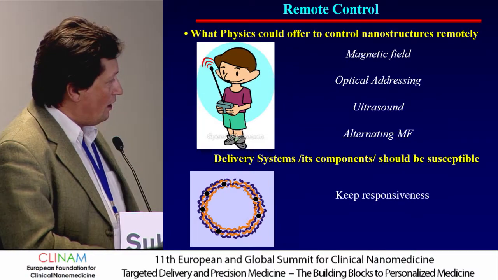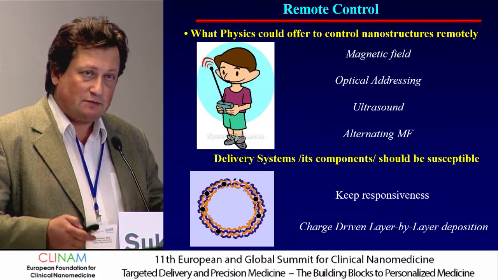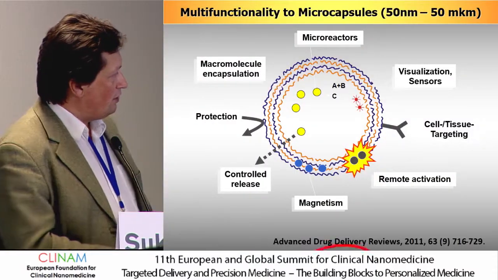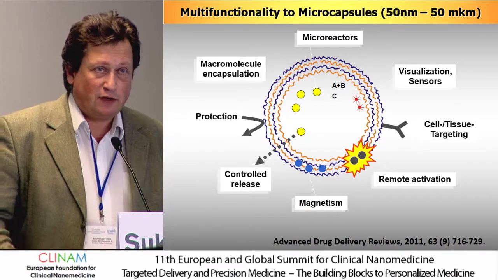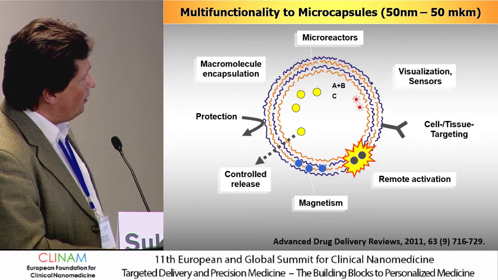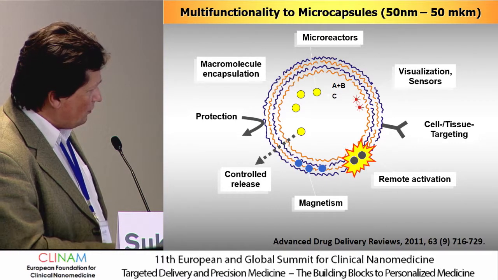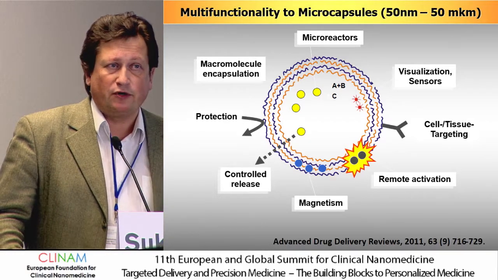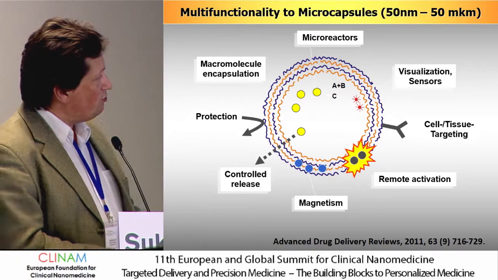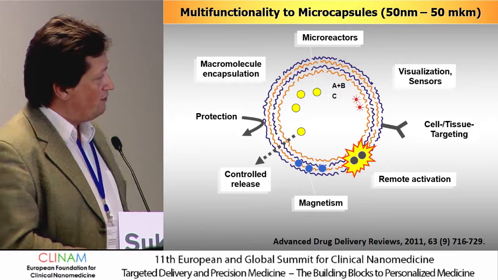Then, how to build the structure of those vehicles and keep the responsiveness, and how to make your capsules multifunctional: you use the so-called layer-by-layer approach. I don't have to tell you how to make these layer-by-layer capsules. It's widely published, and there are many reviews. There is no upper limit on size. You just need two polymeric components capable of making stable bonding, either with charge interactions or hydrogen bond interactions, and it could be done fully out of FDA-approved materials.